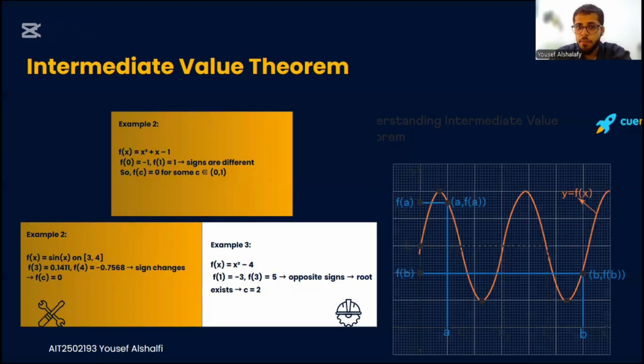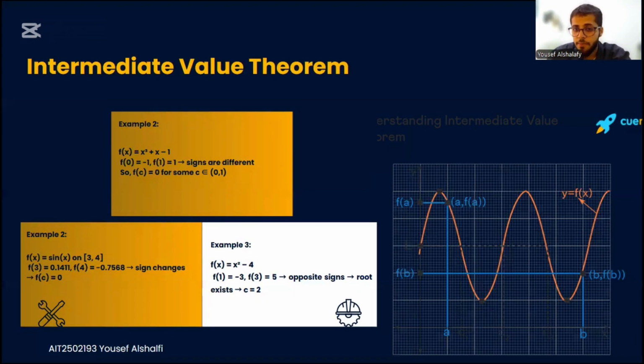And example number 2 is a sine function. This time we use f(x) = sin x, and we look at it between x equals 3 and x equals 4, because we're given these two numbers. When we plug in, we see when x equals 3, we get a positive solution, and when x equals 4, we get a negative solution.